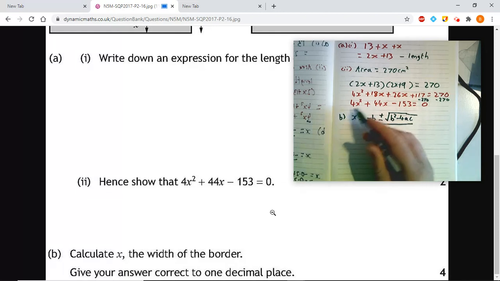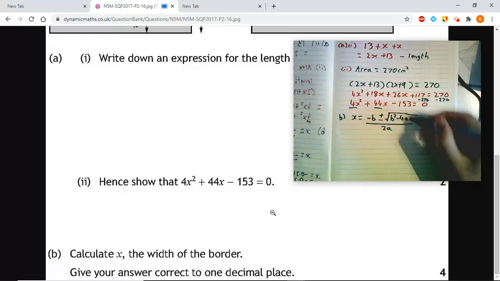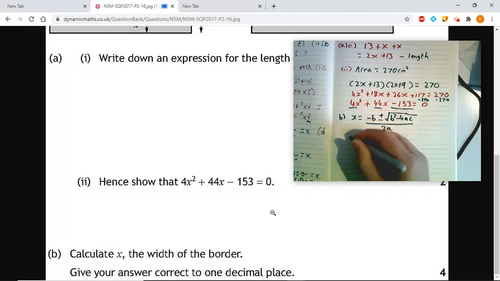And just remember, this is A. The coefficient of x squared is A. The coefficient of x is 44, and that's B. And then the C value is minus 153. That's the C value, the constant term. So let's substitute this in.